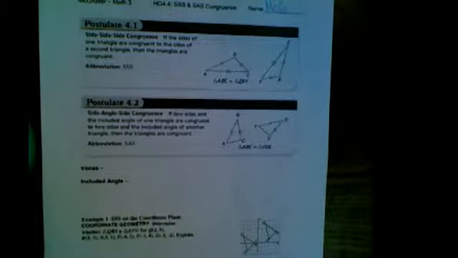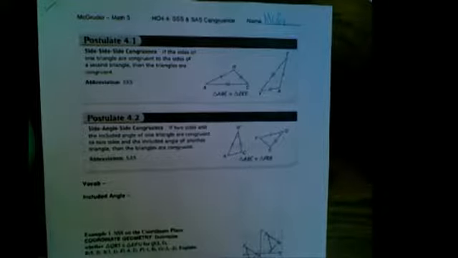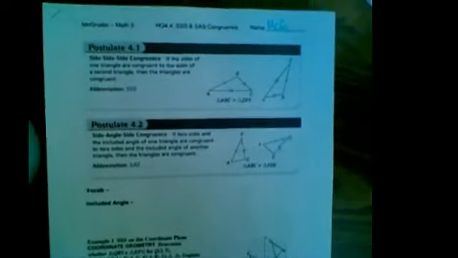So, you guys are going to do 4.4 today. It is talking about how we can tell if triangles are congruent. So we have some very specific theorems and postulates that we use for this.